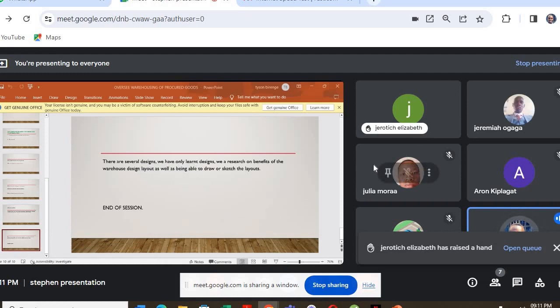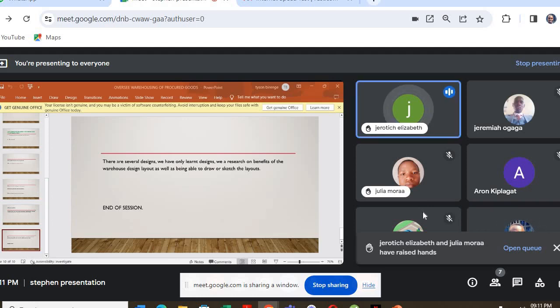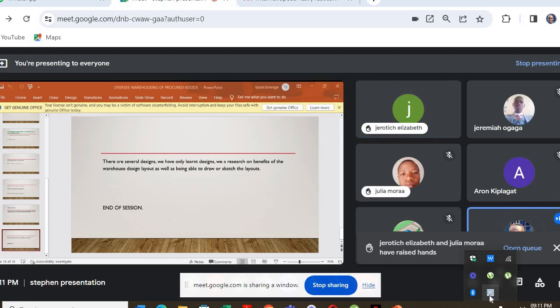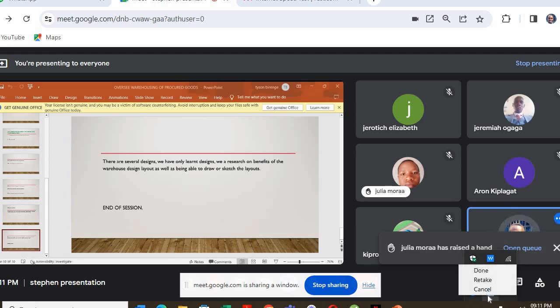Okay, Jerotich, you have something? Can you kindly tell us something? We defined the warehouse. Yes. And we say that a warehouse is a storage building that we use to store our raw and unfinished goods in our organization. Yes, thank you very much. That's very correct. I can see Julie Mora, any recap of what we've just learned today?